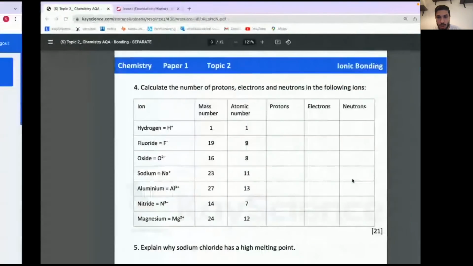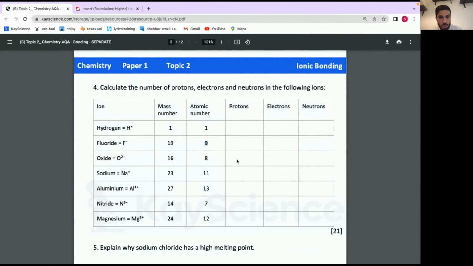Okay, let's quickly go over that again. So look, you use the atomic number for the number of protons. You calculate the neutrons from the mass number, take away the atomic number. And if the charge is minus, electrons have been gained. If the charge is plus, electrons have been lost. So because oxide has a charge of 2 minus, this means there will be 2 more electrons than protons. So there will be 10 electrons.